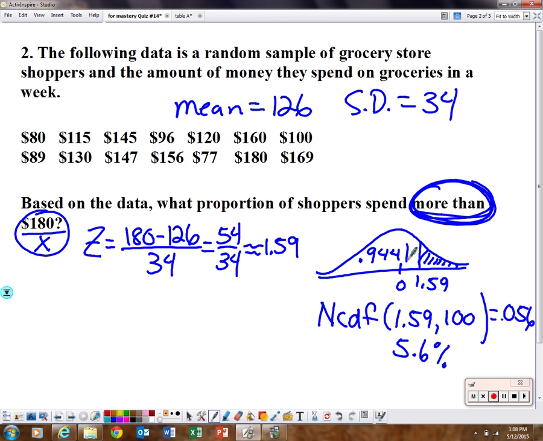So you need to remember to subtract that from 1. So 1 minus the 0.9441. You get 0.0559, which is the same as what we did on the calculator, and we're going to round that. So that'll be 0.056 or 5.6%.